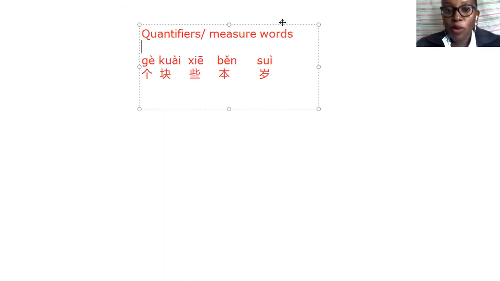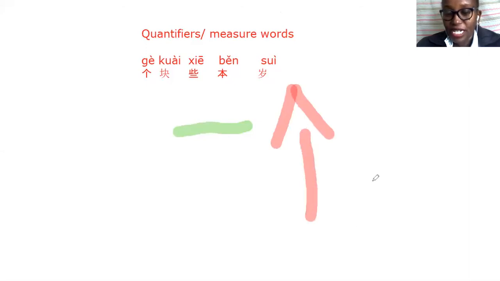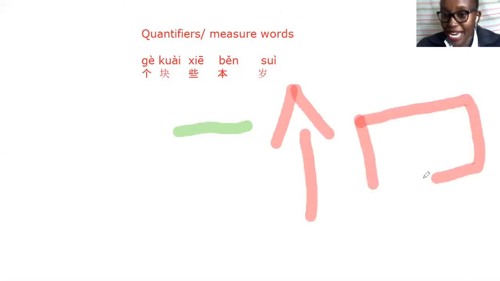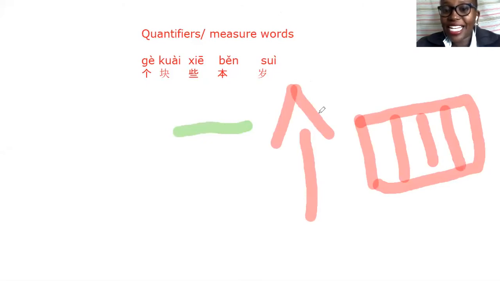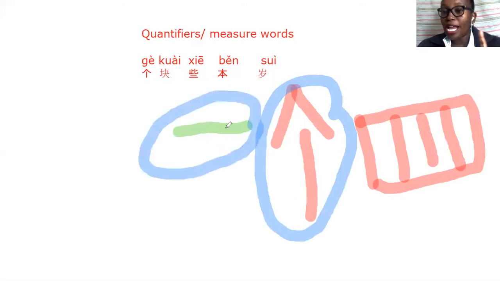Is bread. So when we are saying 一个面包, we'd have the character 一 for number 1, and then we'll have 个, 一个, and then we would have the bread. I'm not so good at drawing bread, but that's my bread. So I'll say 一个面包, 一个面包. And in this case, the 个 here is the measure word for bread. It's a general measure word.